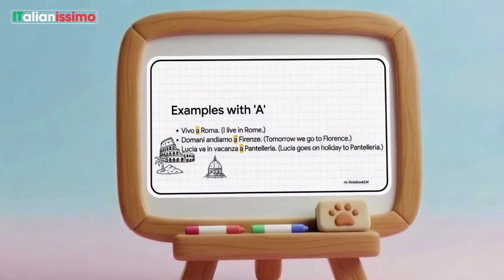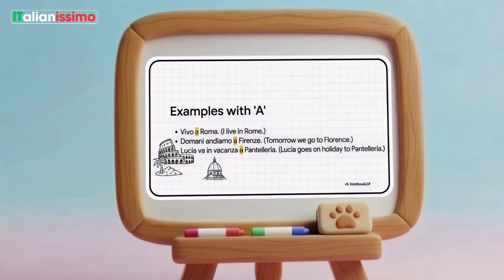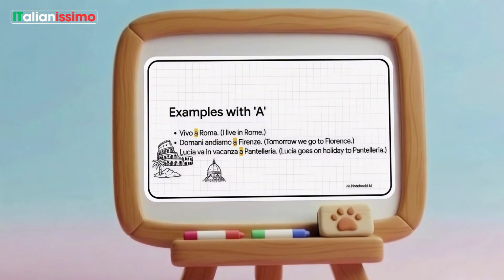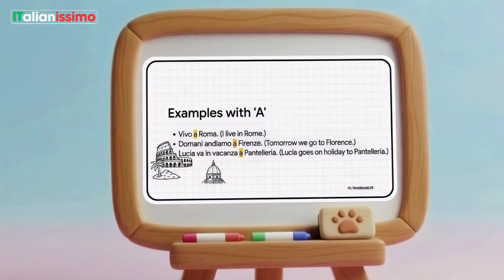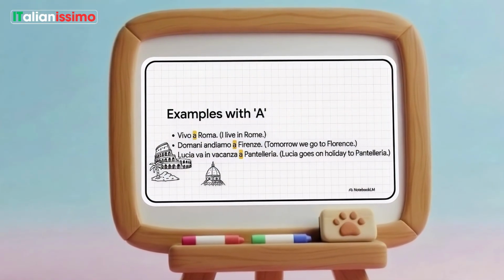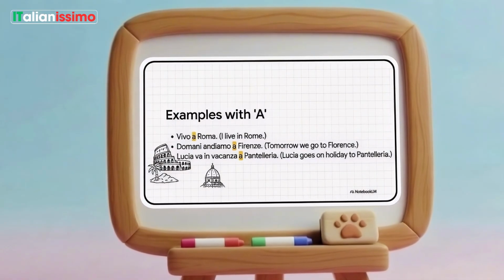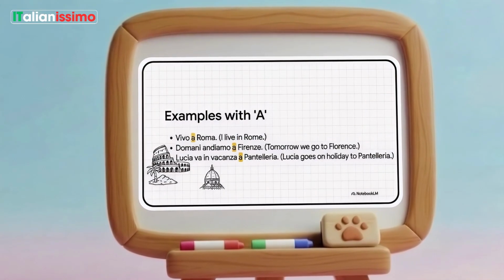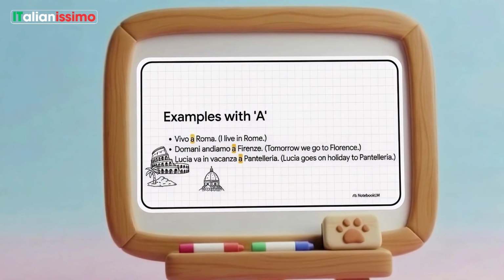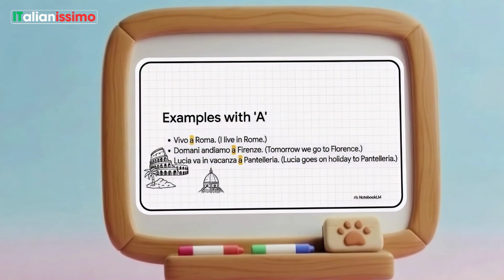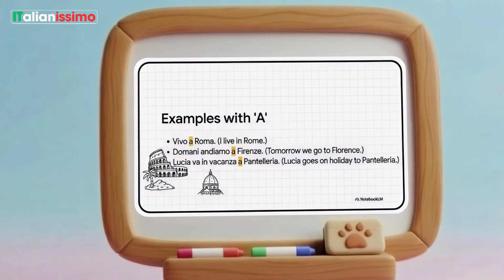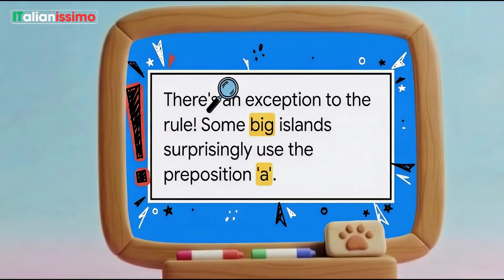Let's see this in action because that's where it really clicks. Vivo a Roma. I live in Rome. Rome is a city, so we use a. Andiamo a Firenze. We're going to Florence. Again, another city, so a it is. And check out this last one, Pantelleria. It's a tiny little island near Sicily, so it also gets a. See? Small and specific.